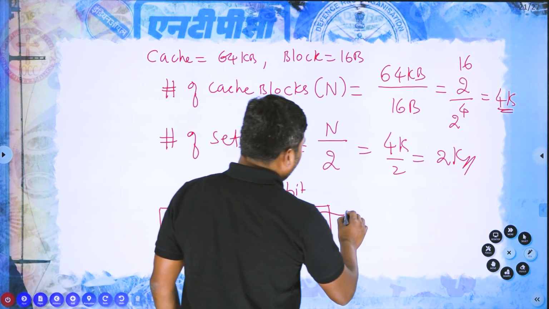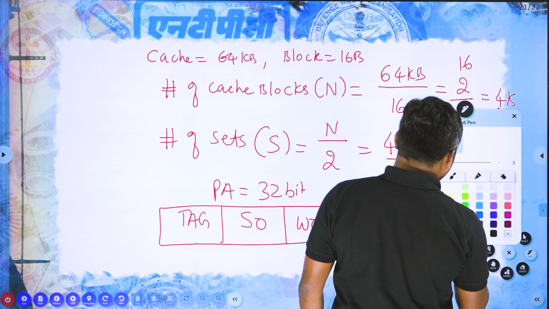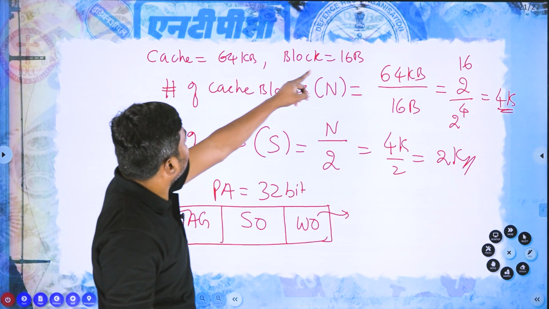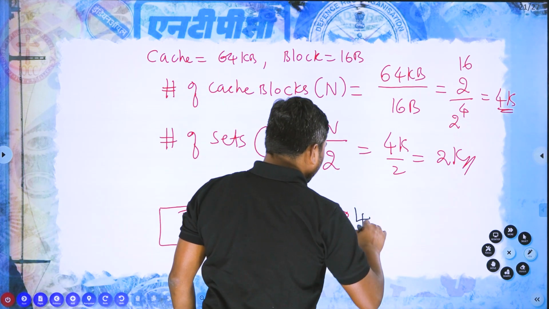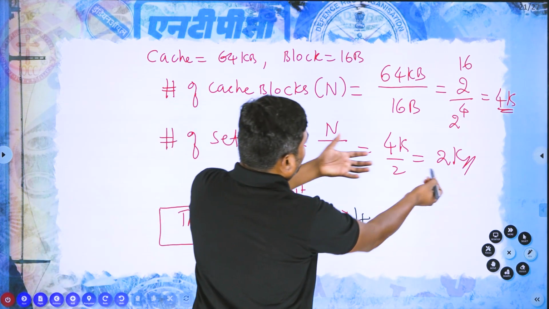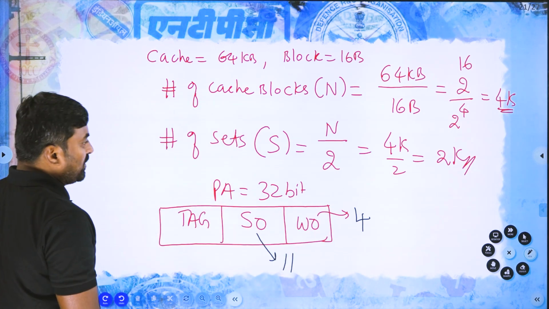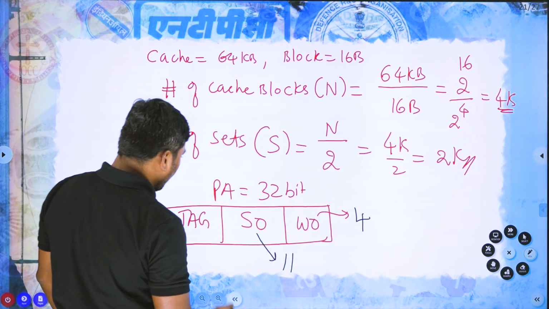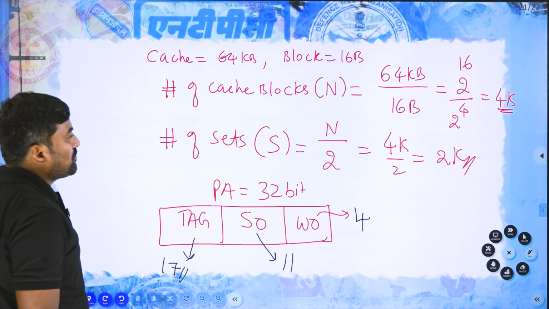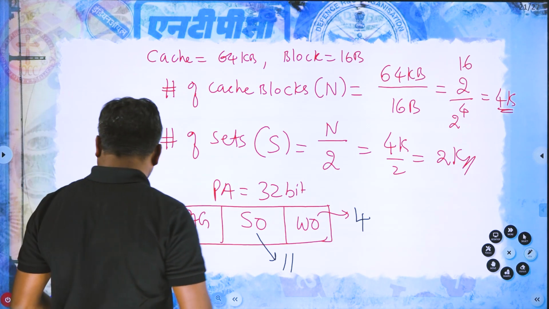Word offset directly depends on what? Block size only, right? Yes or no? Block size only. What is the block size? Block size 16 means 4 bits. Set offset depends on the number of sets. How many sets are there? 2K, so 11 bits required. So 11 plus 4 is 15. Then the tag is going to be 17. Correct? 17. Am I right? 17 only.